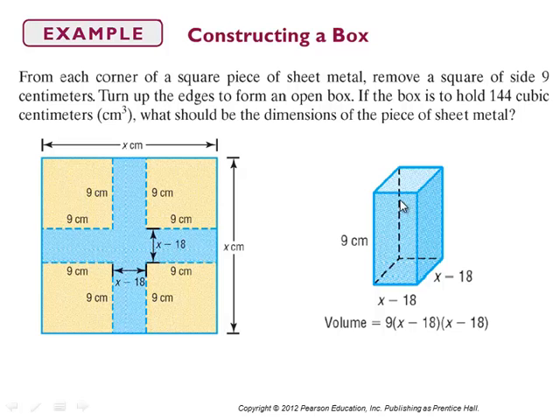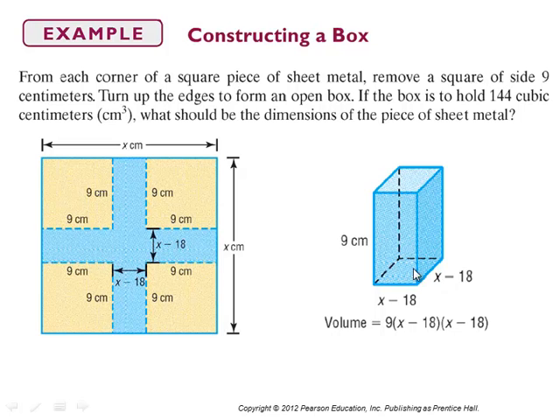Here's a picture of our square. That's going to result by trimming off those 4 yellow corners and bending up the sides along here, here, here, and here. Now you have this open top box right here. See, this top part right here is open. The volume of this box then is going to be 9 times x minus 18 times x minus 18.